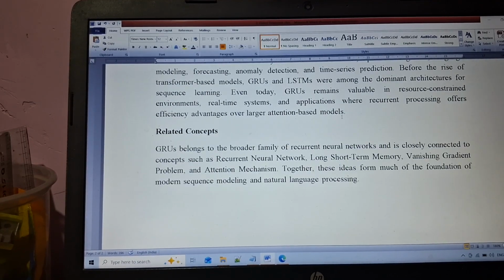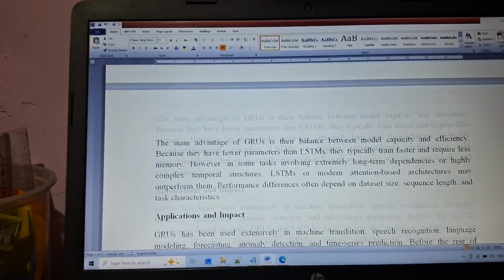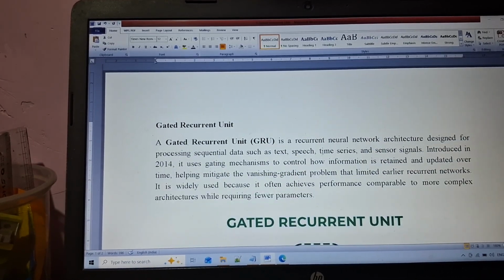Related concepts. GRU belongs to the broader family of recurrent neural networks and is closely connected with concepts of long short-term memory, vanishing gradient problems, and attention mechanism. Together, these ideas form much of the foundation of modern sequence modeling and natural language processing. The gated recurrent unit is also used for a number of applications which can solve problems immediately and use fewer system resources. It is very important.